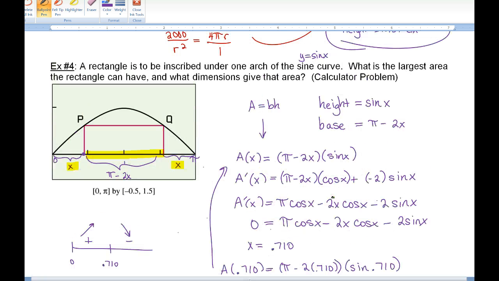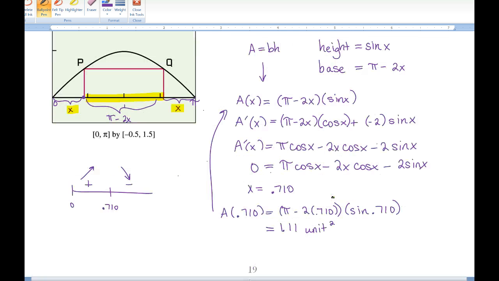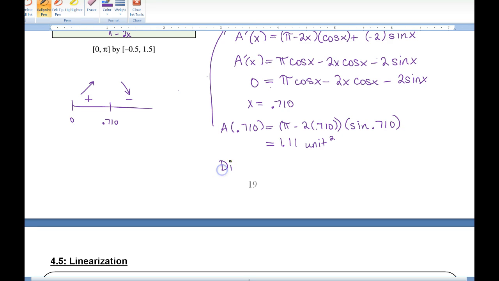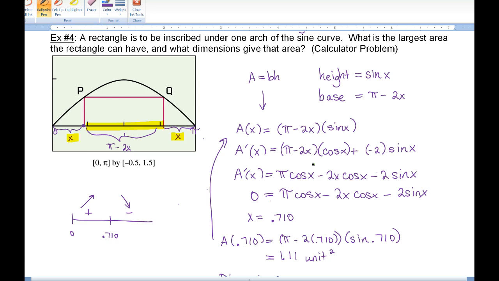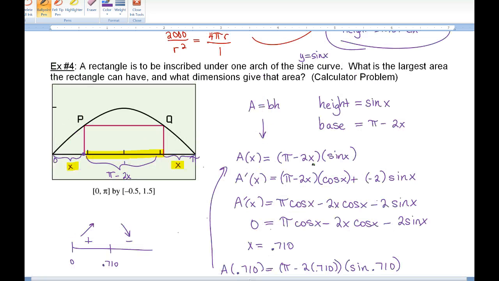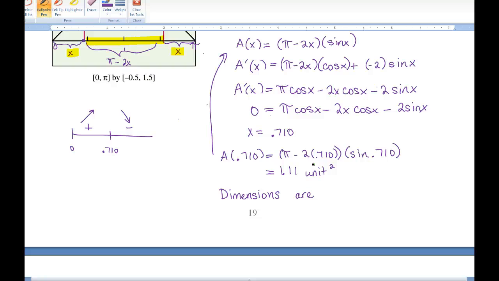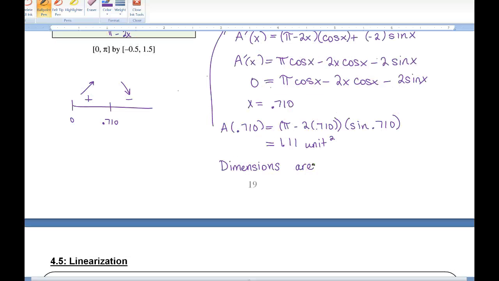And the dimensions, did it also ask for the dimensions? Yes, the dimensions. So the dimensions of the rectangle are going to be, well, remember our height was sine of x, and then the base is pi minus 2 times x. So basically when we plug those back in, we get 0.65 by 1.72.